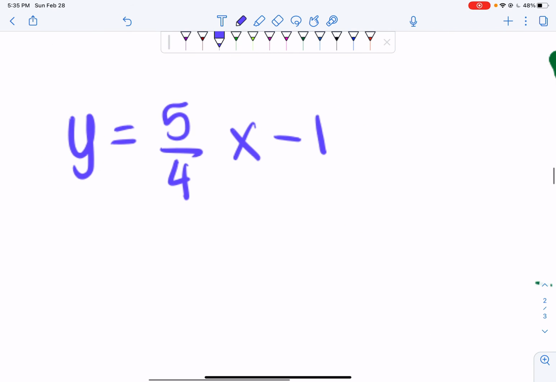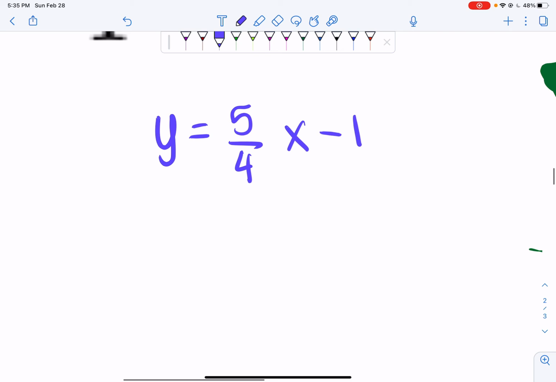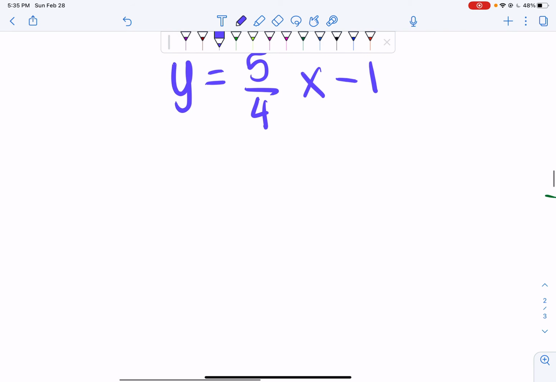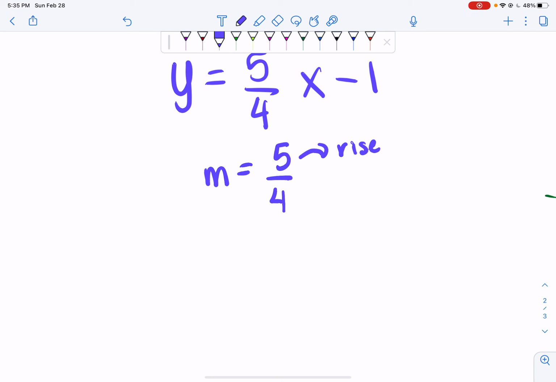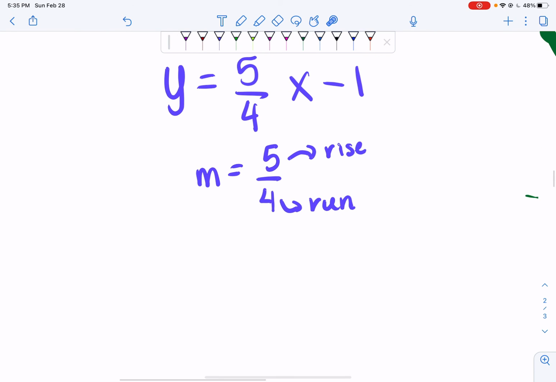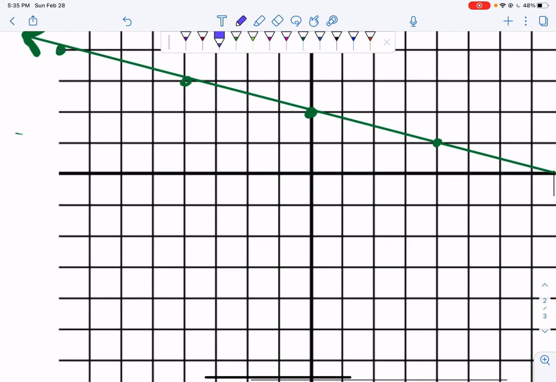Now I'm going to go to my y equals 5/4 x minus 1, and I'm going to identify my slope. Again, the slope is the number attached to my x. So in this case, my slope is 5/4. So m equals 5/4. 5 is my rise. 4 is my run. My y-intercept is the number hanging out by itself. So in this case, it's a negative 1. So we go down to negative 1.